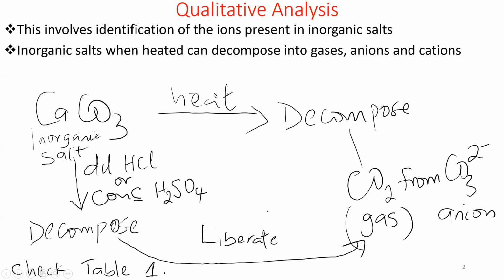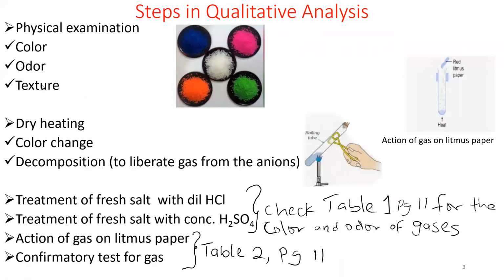Aside from heating, we can also get liberation of the gas via dilute HCl or conc H2SO4. Now, what are the steps in qualitative analysis? We have the physical examination, which will include the color, the odor, and the texture.